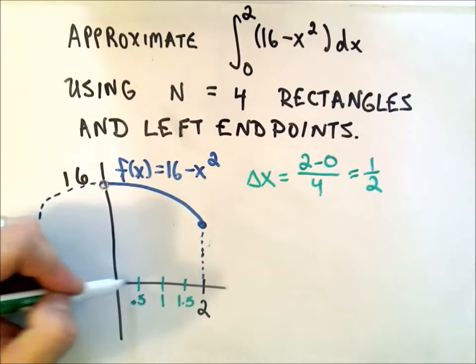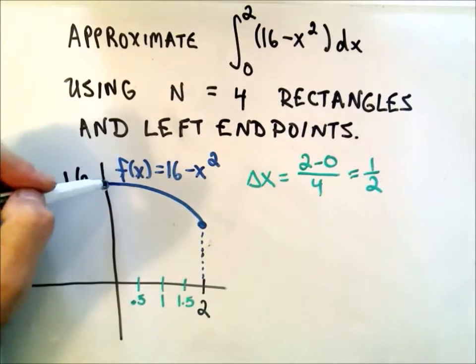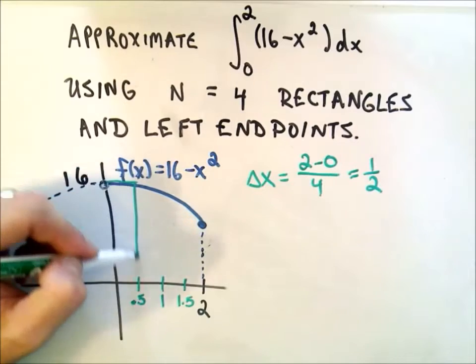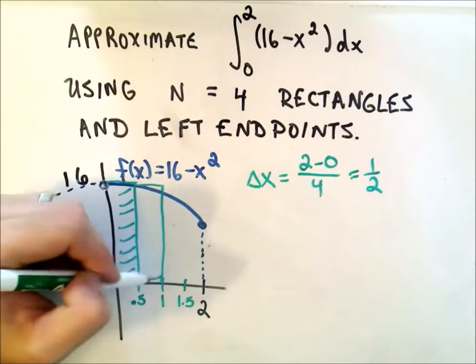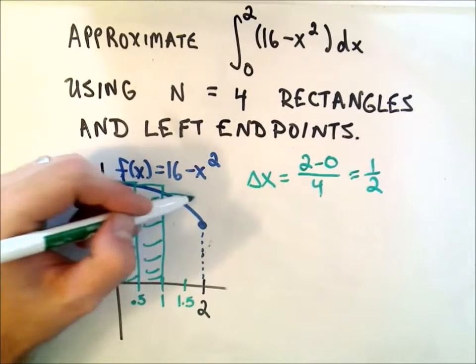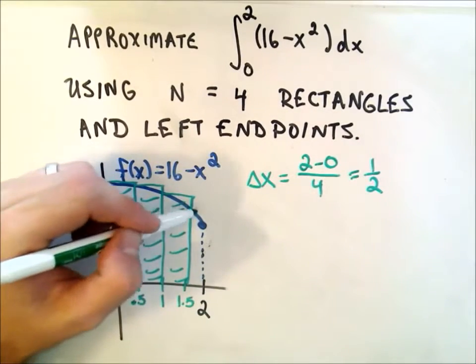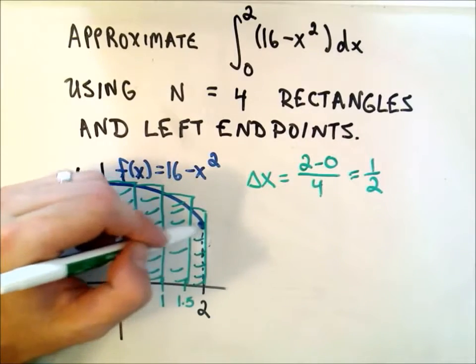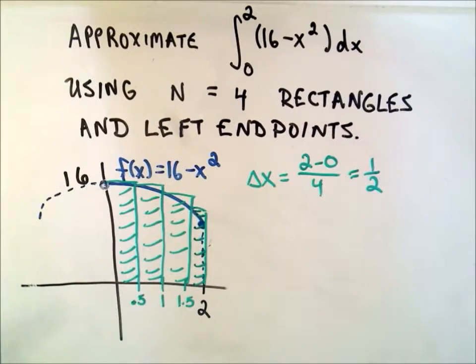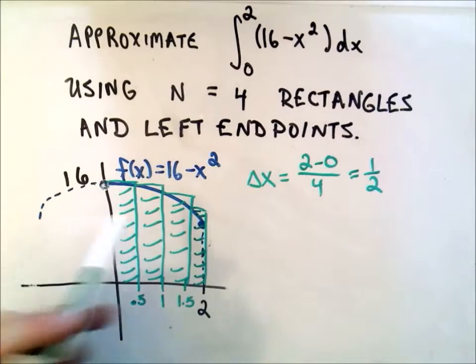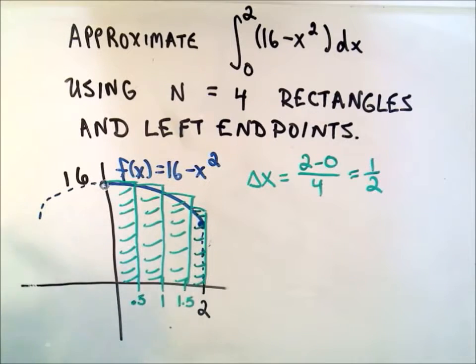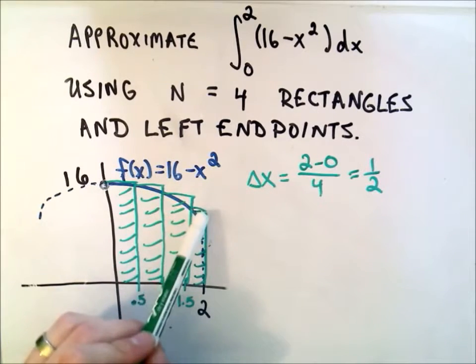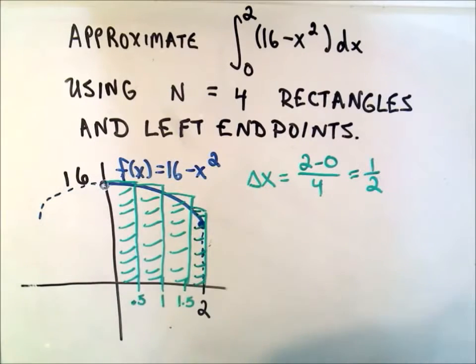Since I'm using left endpoints, when I look at the first interval, I'm going to use the left endpoint. I'll make a rectangle. I'll do it for the second interval, make a rectangle, do it for the third interval, and for the fourth interval, I'll also make a rectangle. So we have to calculate the values of these 4 rectangles, and that'll be an approximation. In this case, just by the shape of the graph, notice it's going to be an over-approximation because my rectangles are going to give me a little bit outside of the region.